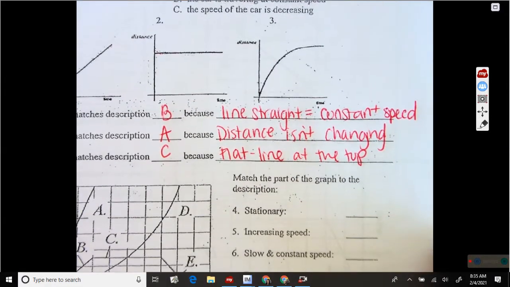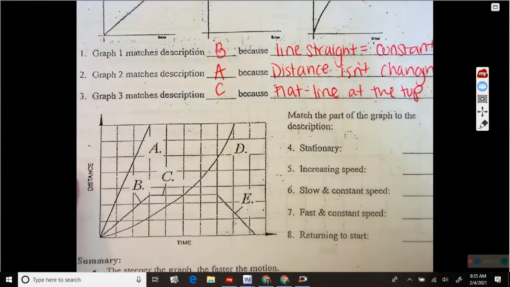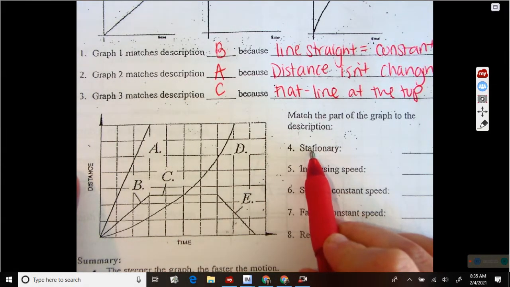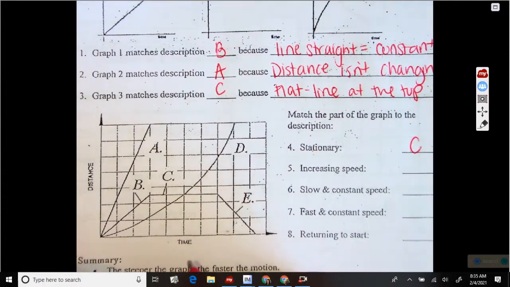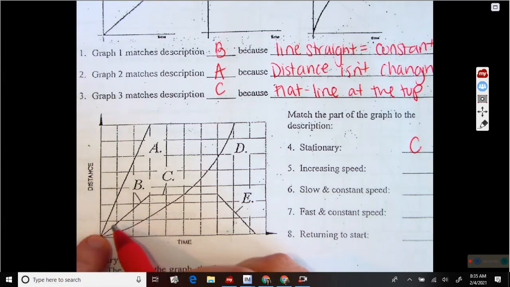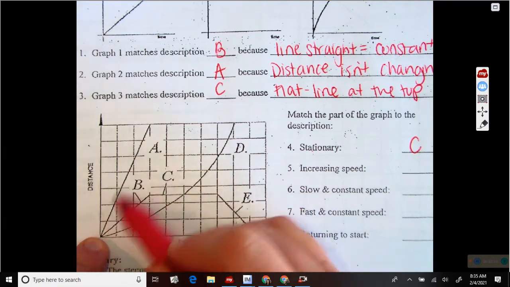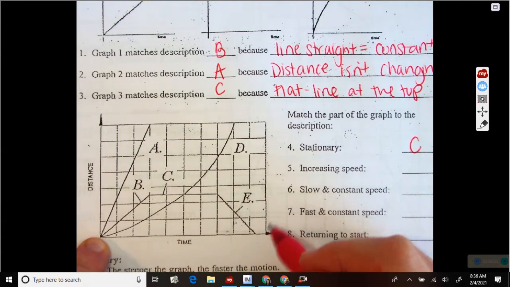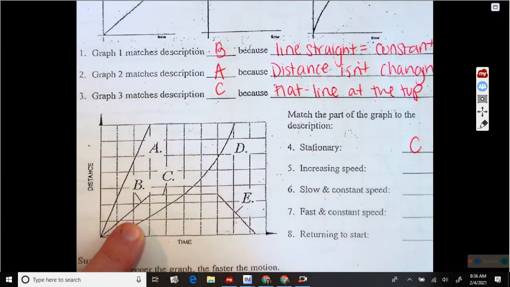Okay, now we're going to match the part of the graph with each description. All right, so we're looking at the graph. We've got distance on the left and time on the right. So the first one says stationary. That means not moving. So the only one I see where it's completely flat is C. So C would go here. What about where we are increasing our speed? Well, we know here, here, and here, we're all going up. But our speed is constant here because we said the line is completely straight, and it's constant here because the line is completely straight. So I want to skip that one, and I want to come back and see, we know in order for it to be constant, our line has to be straight. So we know that this one is not constant.